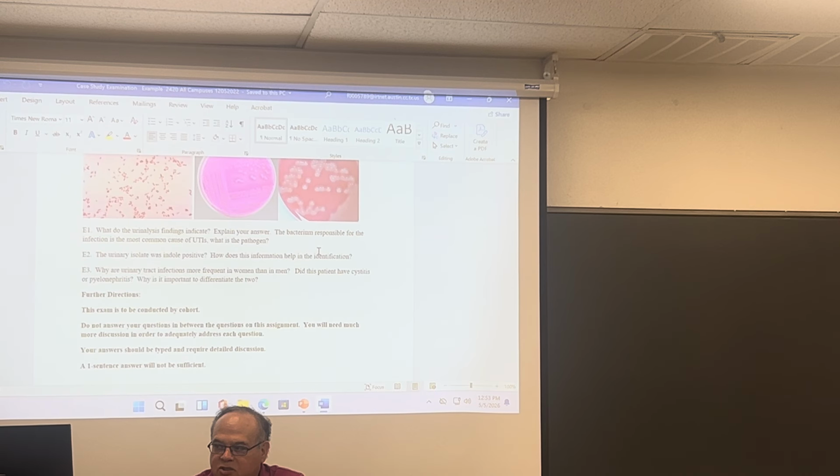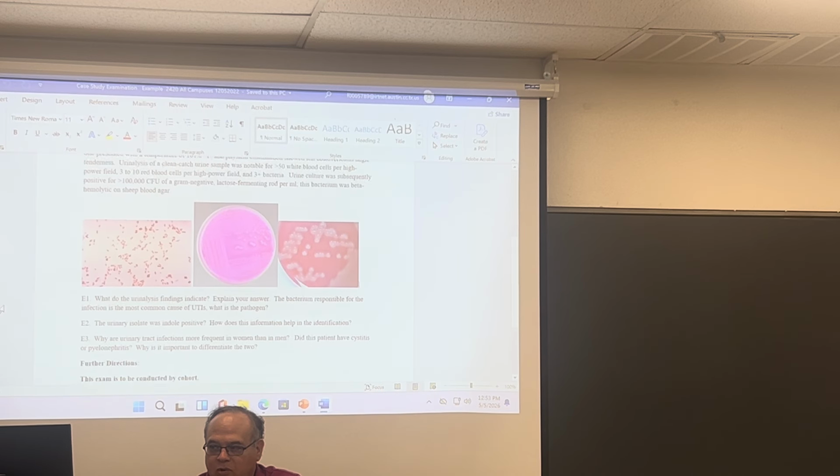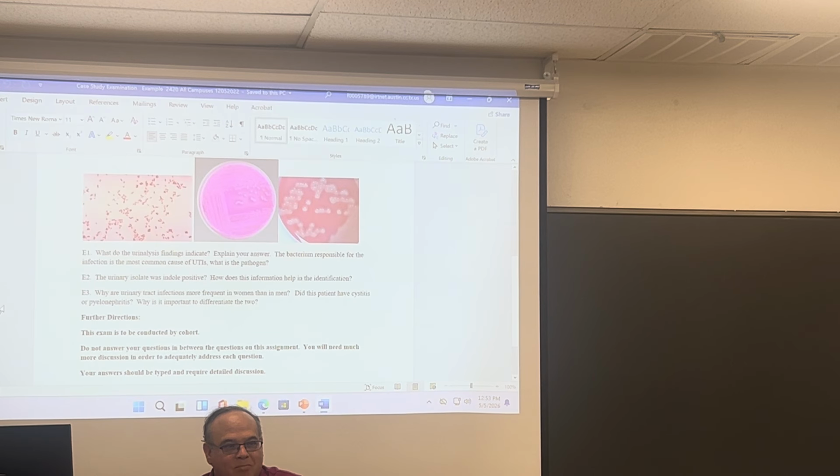Why are urinary tract infections more frequent in women than in men? Shorter urethra and the proximal distance of the urethral opening to the anus. Okay? Did this patient have cystitis or pyelonephritis? Symptoms? Left flank pain and costovertebral angle tenderness. It's pyelonephritis, right? Why is it important to differentiate the two? Kidneys are much worse, so we treat them much more aggressively because there can be a lot more negative outcomes with the kidney. Okay?